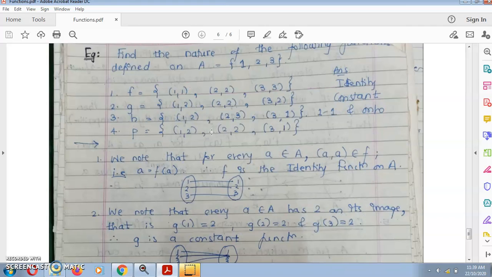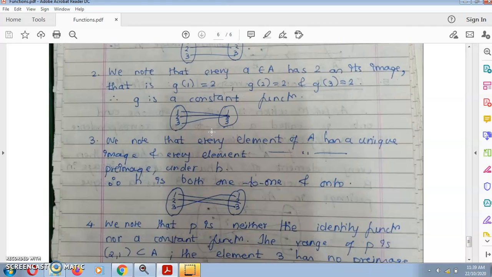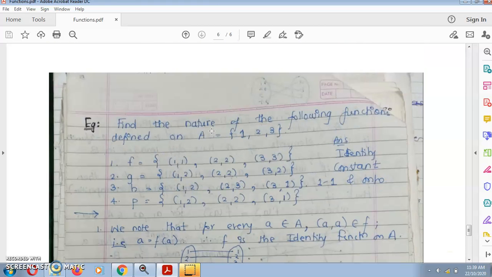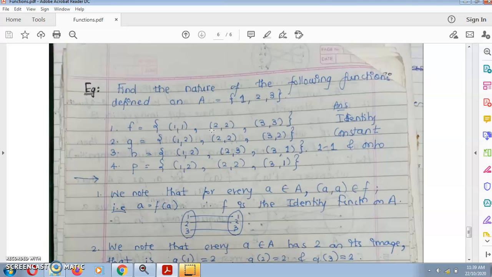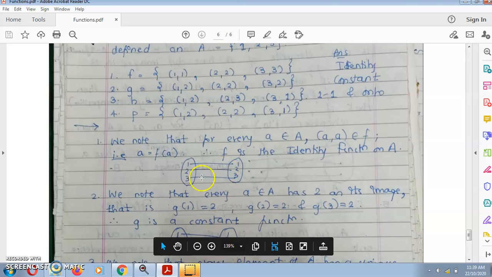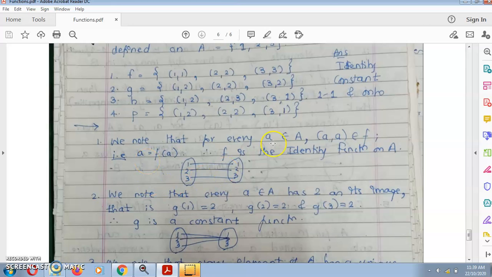Next we shall see these examples. Find the nature of the following functions. One: f of 1 is 1, f of 2 is 2, f of 3 is 3. See, 1, 1, 2, 2, 3, 3, it is an identity function. We know that for every element a belongs to A, if a is equal to f of a, f is an identity function.